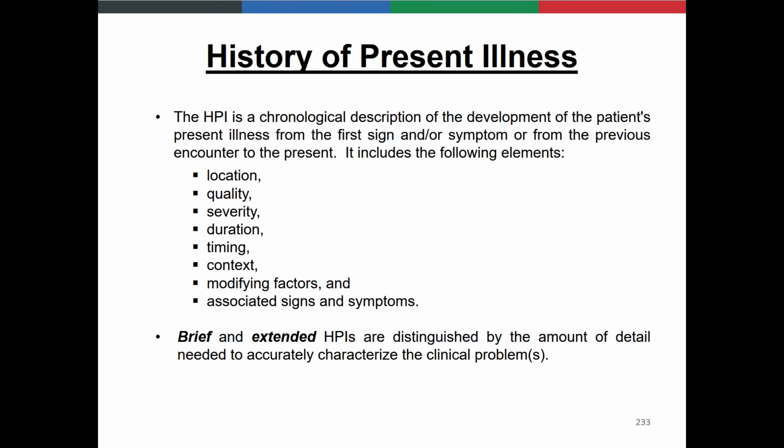Okay. Moving on very quickly, we'll discuss the history and then the other key component, and then we'll be done. The HPI is a chronological description of the development of the patient's present illness from the first sign to the present. So it would include the following elements: location, where does it hurt, or where are you having the problem? Quality, okay, of the problem. Severity, how bad is the pain? How long has it been going on for? What is the timing? Does it happen mostly at day or at night? What about the context of the problem? In other words, is this a problem in context with another problem that you're having, or is this completely separate? Are there modifying factors, and are there associated signs and symptoms? And we're going to go into detail about what all of these mean when we get into our coding workshop, okay?